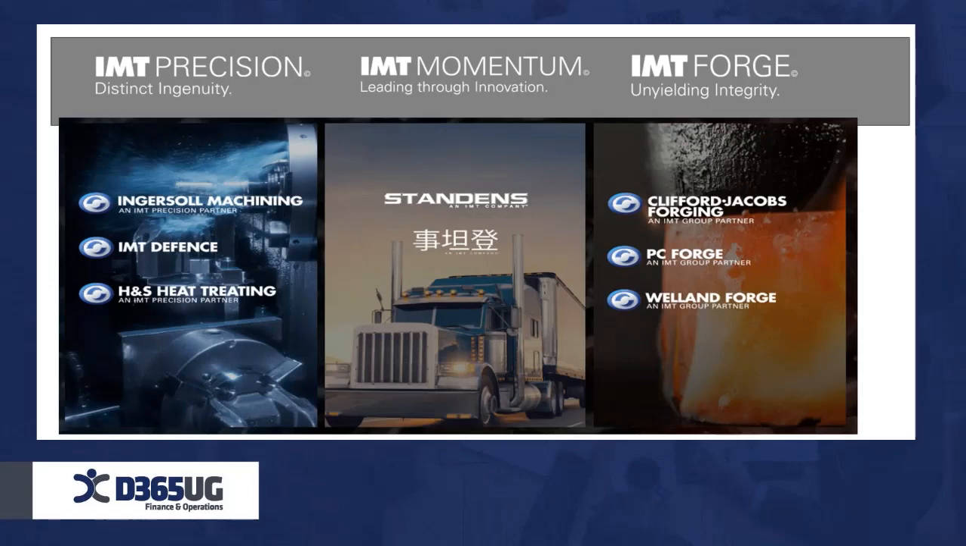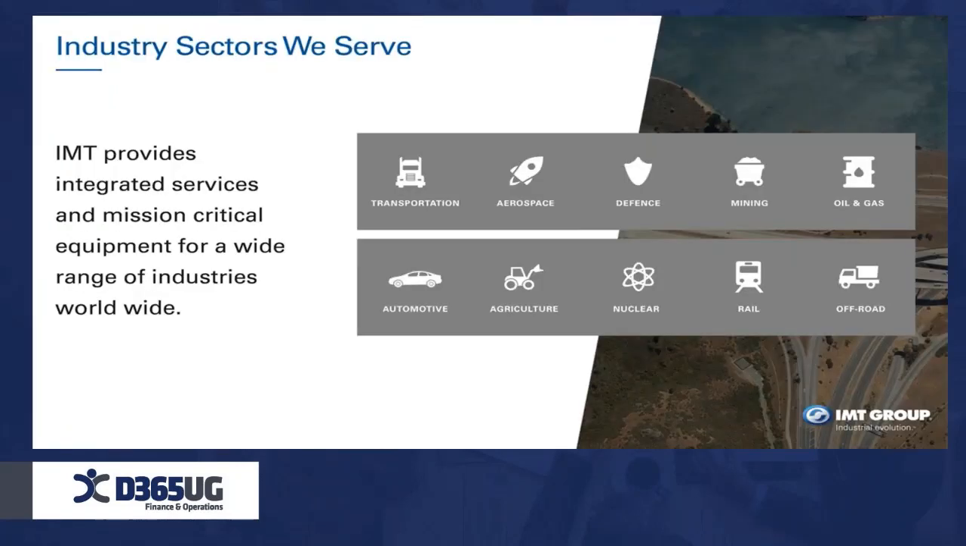Our 3 divisions are IMT Precision, IMT Momentum, and IMT Forge. Ingersoll Machining, IMT Defense, and HNS Heat Treating are part of IMT Precision. IMT Momentum stands in Alberta and also in China. In the US, we are known as Clifford Jacobs Forging, and in the Niagara region, we have PC Forge and Welland Forge. We provide a lot of services in different sectors, from transportation to aerospace to defense, mining, oil and gas, automotive, agriculture, nuclear, rail, and off-road.